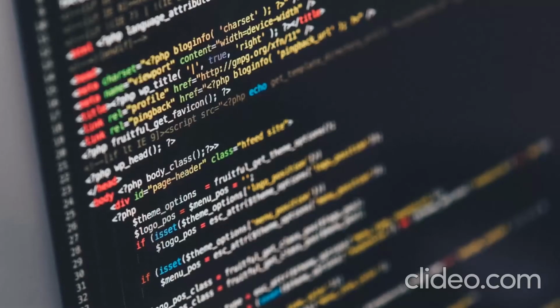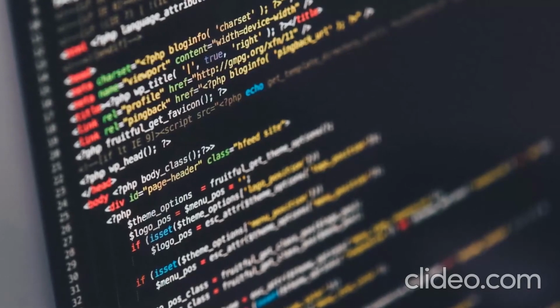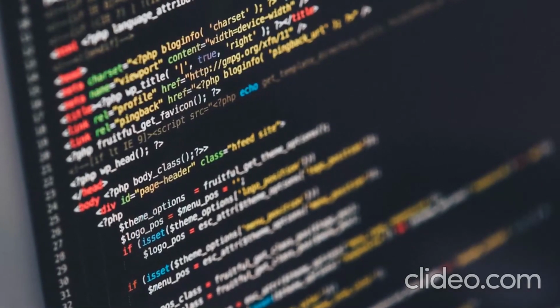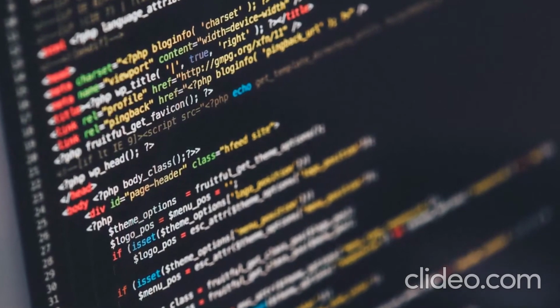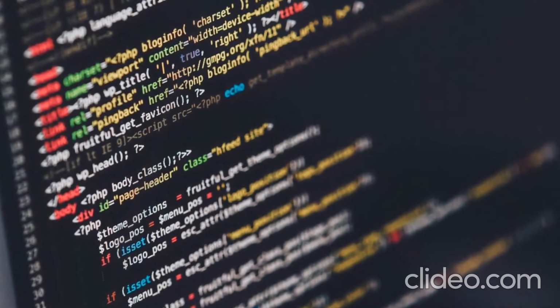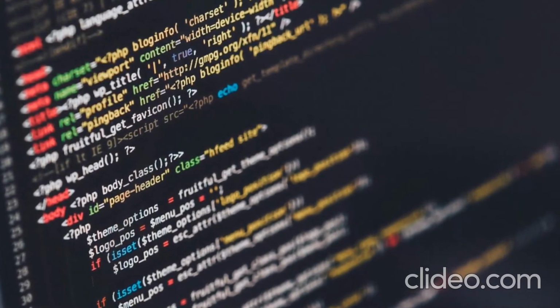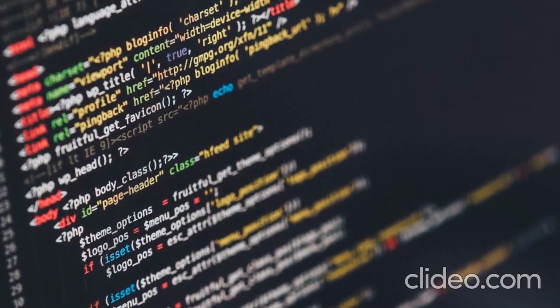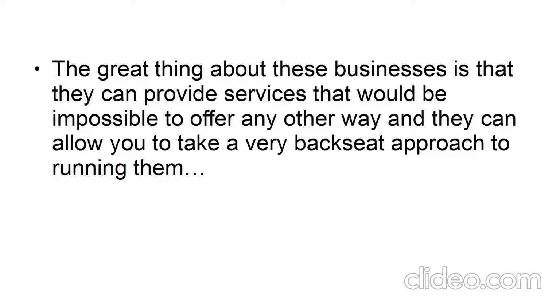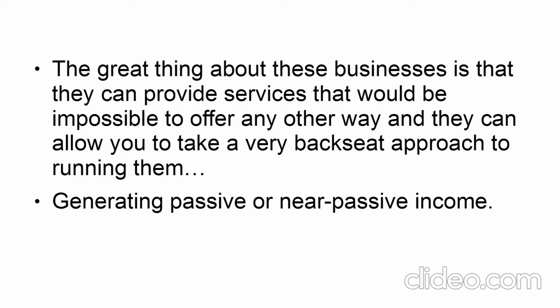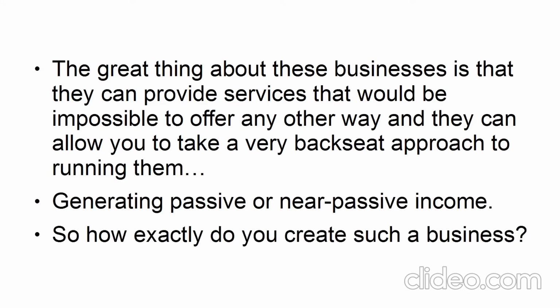The idea is that you are providing a service, whether that's web design or contact management, and that this service is going to be provided automatically by using a piece of software. So instead of building websites for your clients, you are offering a piece of software that can do that for them. The great thing about these businesses is that they can provide services that would be impossible to offer any other way, and they can allow you to take a very backseat approach to running them, generating passive or near-passive income. So how exactly do you create such a business?